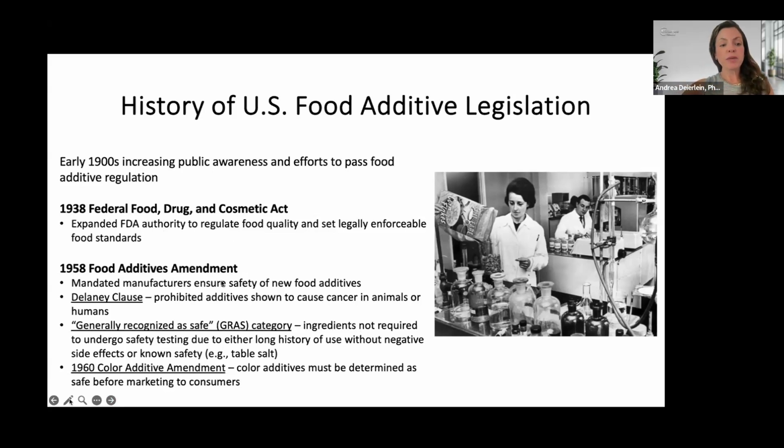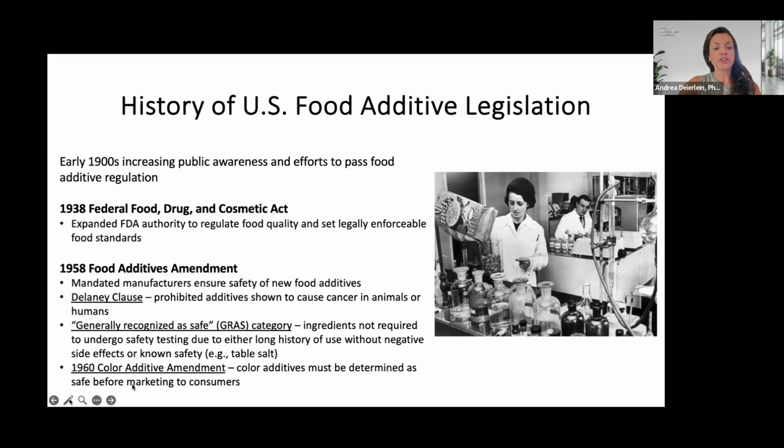And then the big amendment to this was the 1958 Food Additives Amendment. This amendment mandated that manufacturers ensure the safety of all new food additives being added into our food supply. Some of you may have read about the Delaney Clause. This has come up recently, especially when talking about color additives and some of the red dyes. This clause prohibited additives shown to cause cancer in animals or humans. So if an additive was shown to cause cancer in animals or in humans, that additive would not be allowed to be used in foods.